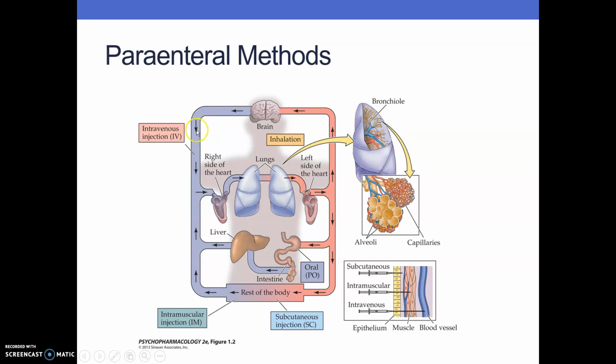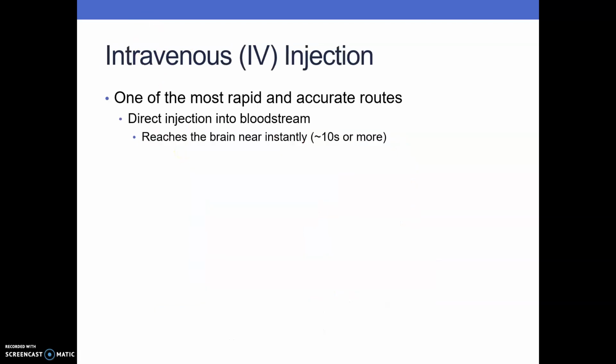And you will notice that in general, remember that bioavailability is all about how much drug in the blood is available to bind. So what's really critical about getting drugs absorbed and distributed throughout the body is whether or not they have access to the bloodstream. And as you can see, one method has direct access to the bloodstream. So intravenous injection is one of the most rapid and accurate routes. It is directly injected into the bloodstream and it actually reaches the brain near instantly, ballparking about 10 seconds or just a little bit more.